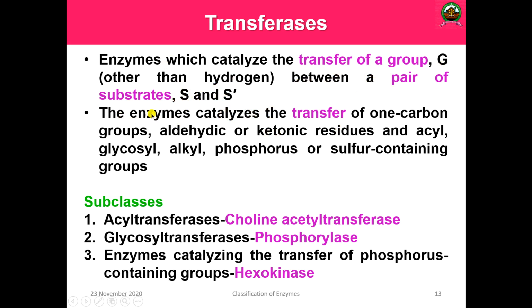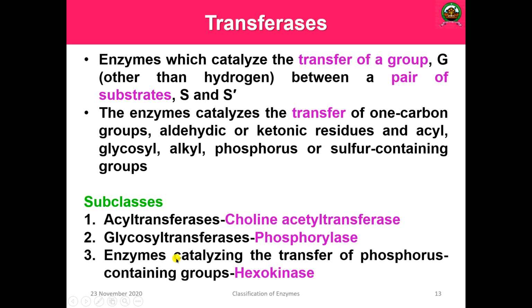The enzyme catalyzes the transfer of one carbon group or aldehyde or ketonic residues or acyl or glycosyl or alkyl or phosphorus or sulfur containing group. They have 3 subclasses. One is known as acyl transferases. Example is choline acetyltransferase. Second one is glycosyl transferases. Example is phosphorylase.